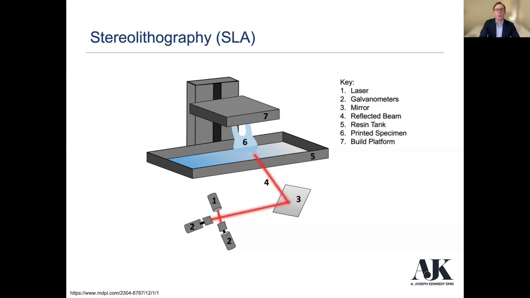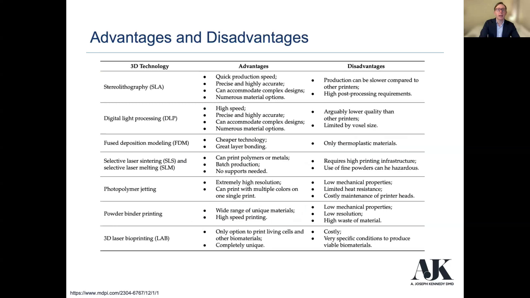SLA or stereolithography is the same kind of deal, but we've got a laser that's going to just trace it. So it takes a little bit more time than just flashing an image up. So what are some of the advantages and disadvantages? Again, the two predominant ones on the market right now are SLA type or DLP using LEDs. So that's kind of what I wanted to focus on.